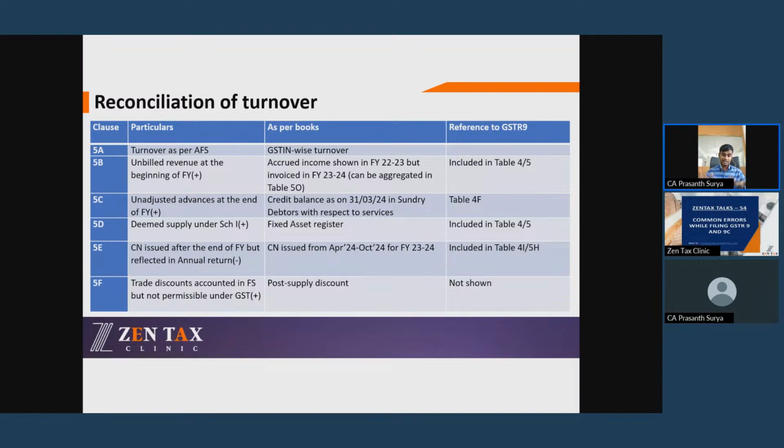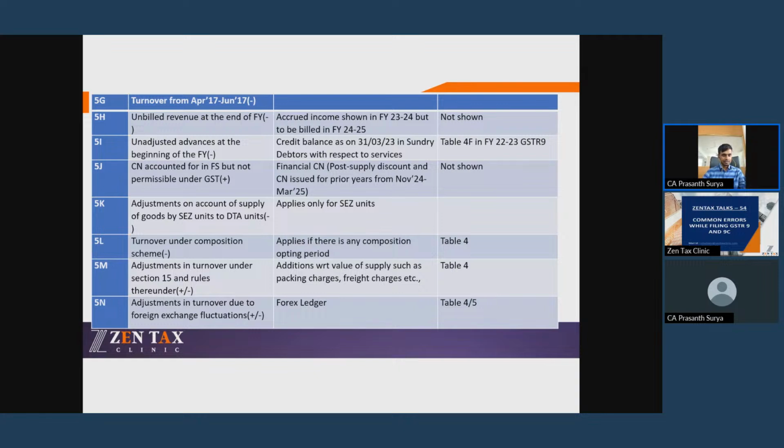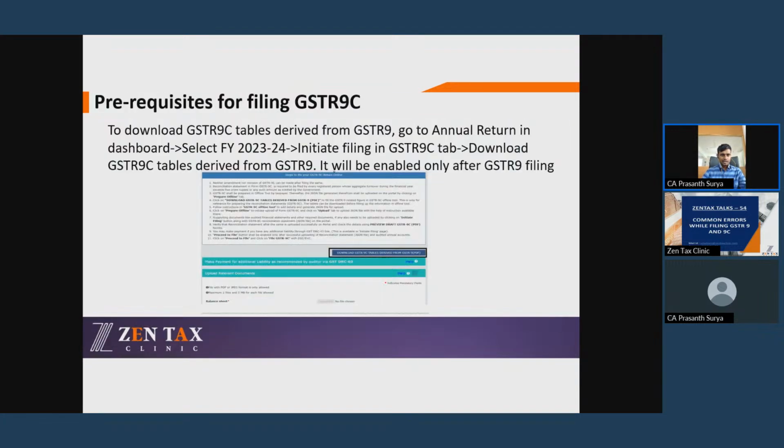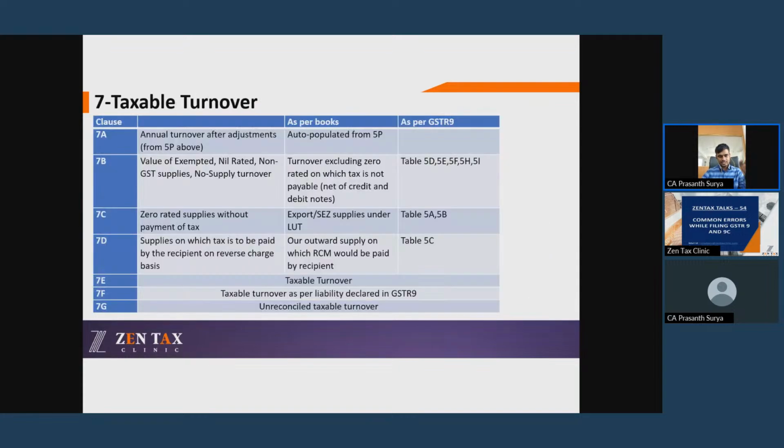If there are any unreconciled differences, I have seen many notices saying that the unreconciled difference itself we should pay. For example, turnover is 10 crores, we have reported 9.5 crores, and the 50 lakhs difference, the department has bifurcated it and asked us to pay 25 lakhs CGST and 25 lakhs SGST, 100% tax. So please check if there is any difference in unreconciled turnover in table 5R, and if there are any unreconciled differences in table 7G, please note it.